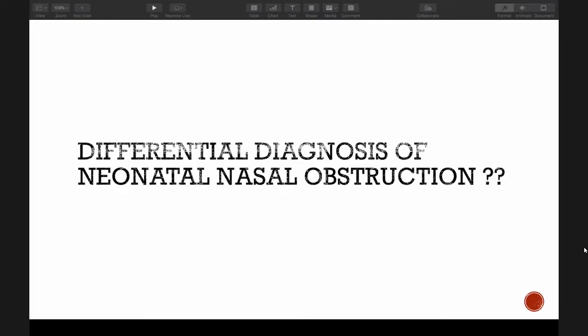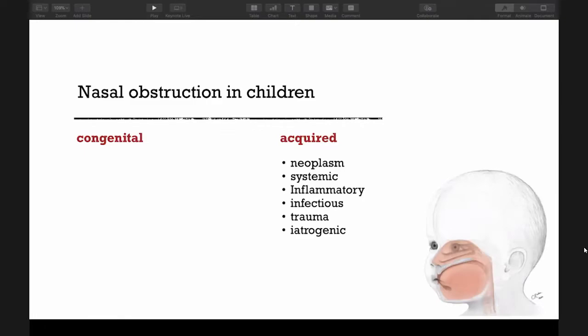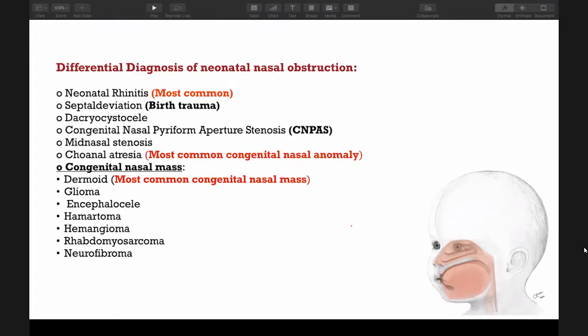So what is our differential diagnosis of neonatal nasal obstruction? First of all, we can divide it into congenital and acquired. The acquired includes neoplasm, systemic inflammatory diseases, infections, trauma, or iatrogenic. So the differential diagnosis of neonatal nasal obstruction, the most common cause is neonatal rhinitis.